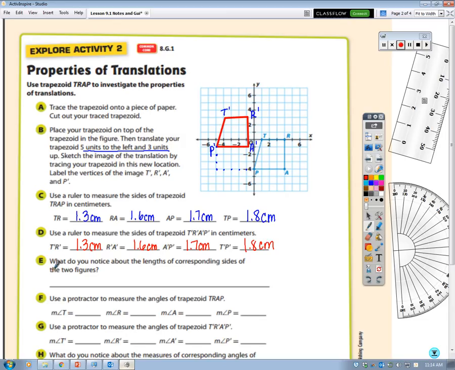So right here in question E, what do you notice about the lengths of the corresponding sides of the two figures? The lengths of the corresponding sides are the same. Oops, spelled that wrong. Let's go back. Yes.